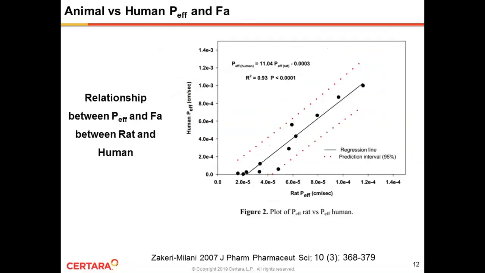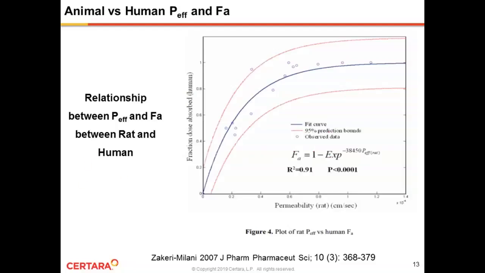And as I said, there are some parameters that can be translated. For example, when you look at the effective permeability here, this is from Zakir Milani, you can see that on the y-axis you have the effective permeability in the rat determined by single pass intestinal perfusion, and similarly on the x-axis you have the human effective permeability determined by the Loc-I-Gut. And you can see that there is quite a good correlation between the rat Peff and the human Peff, though there is some sigmoidal relationship going on, but nevertheless they are very, very well correlated. So properties such as intrinsic permeability can be translated from one species to another.